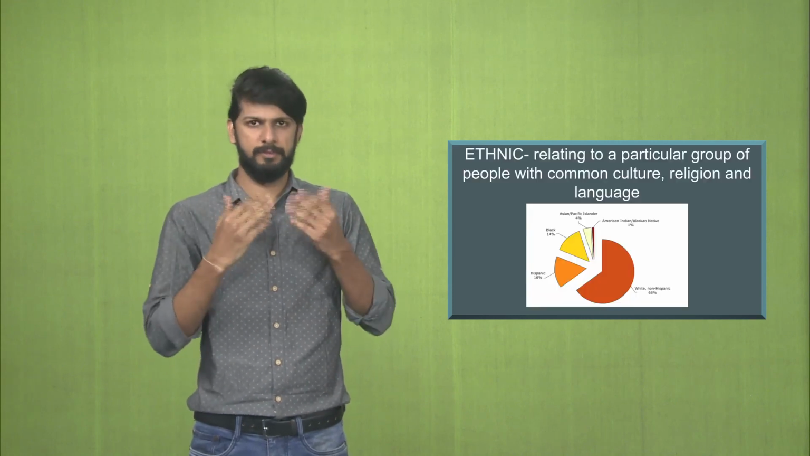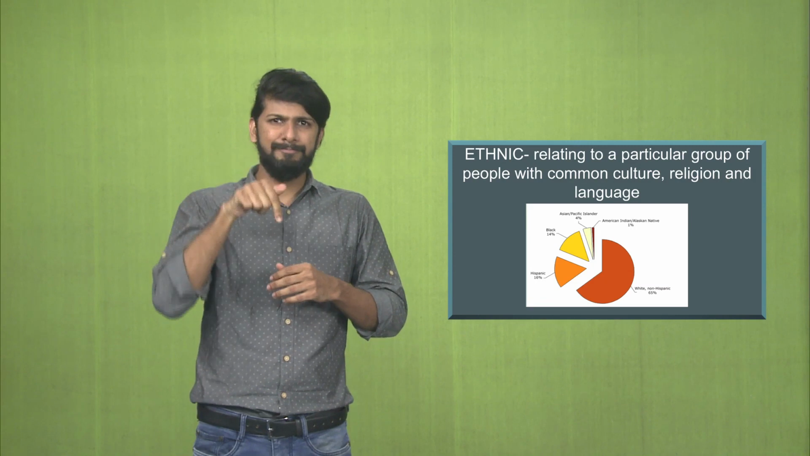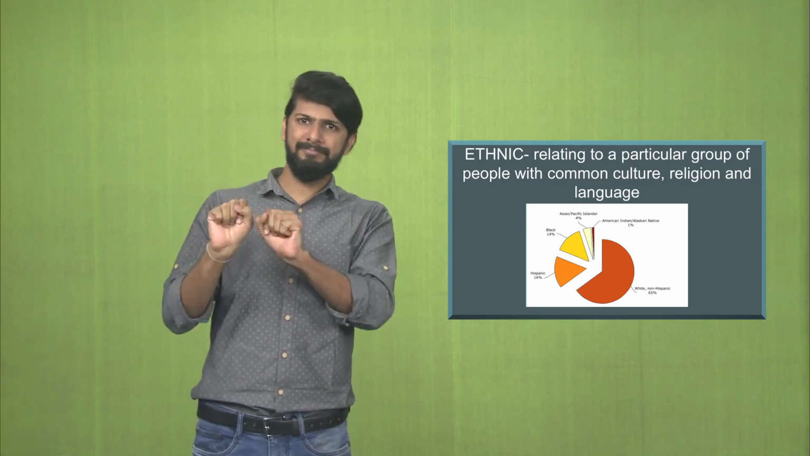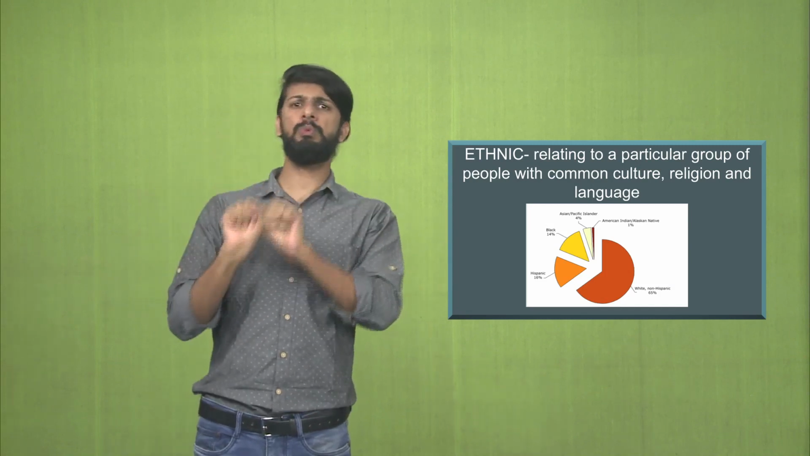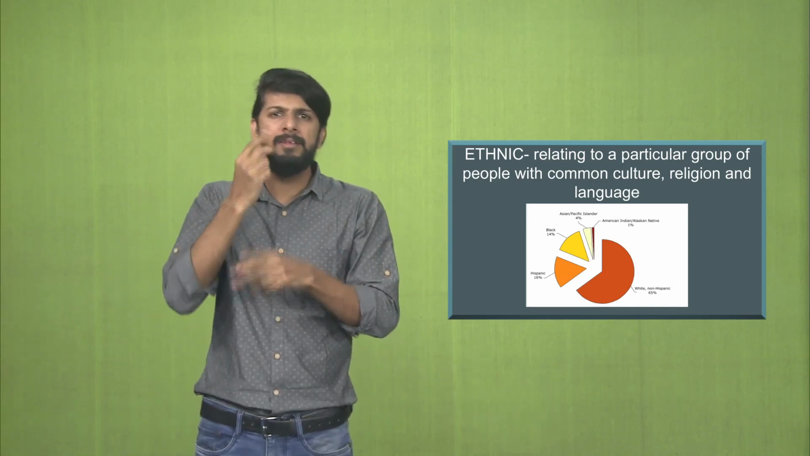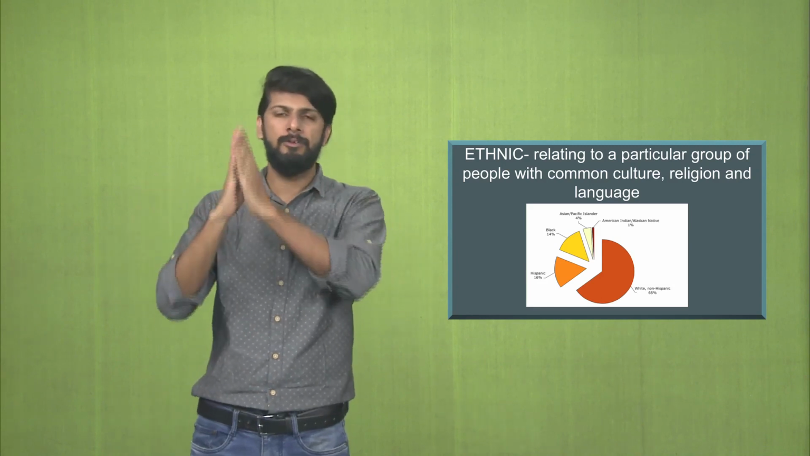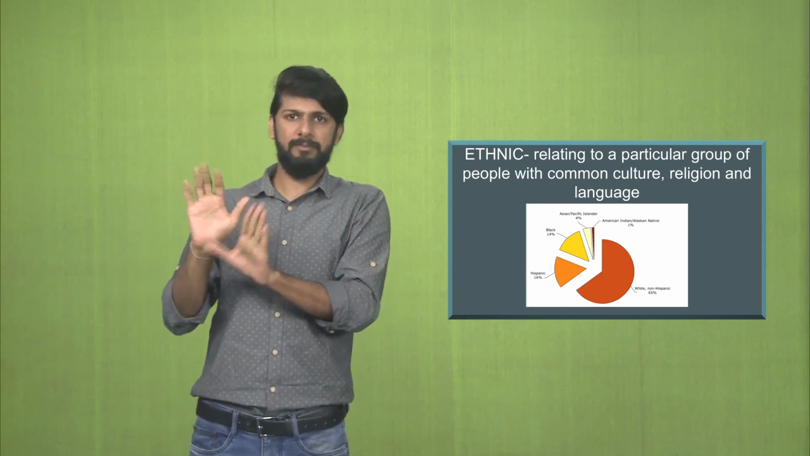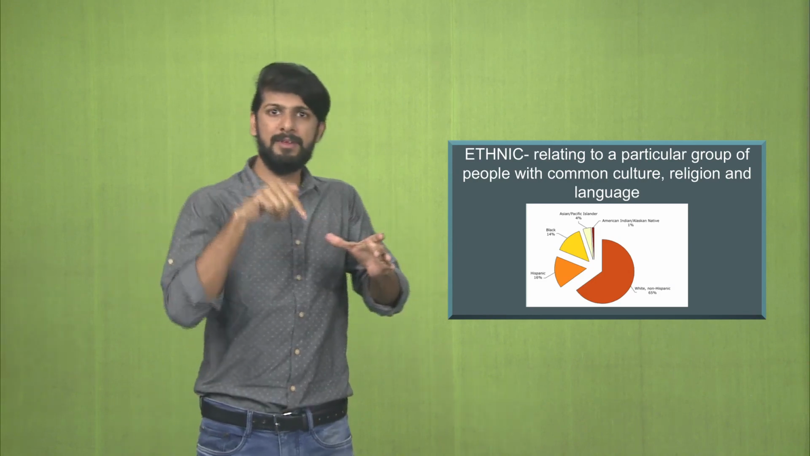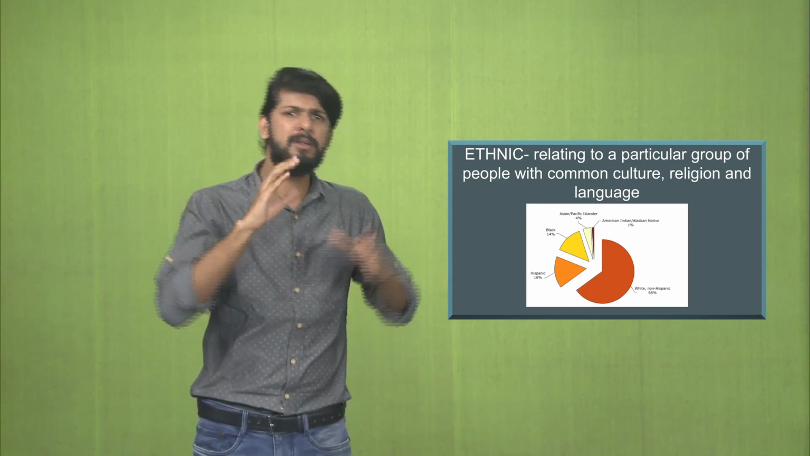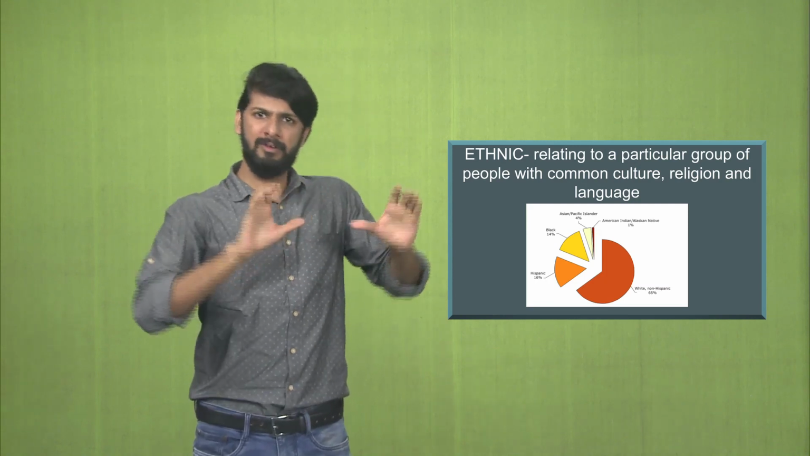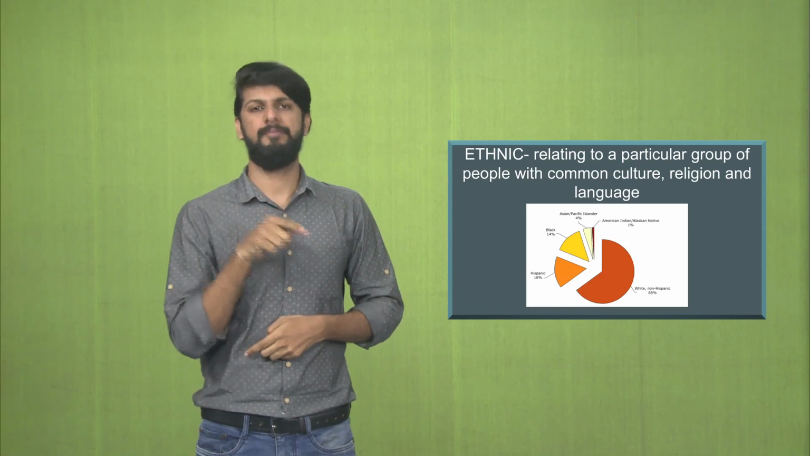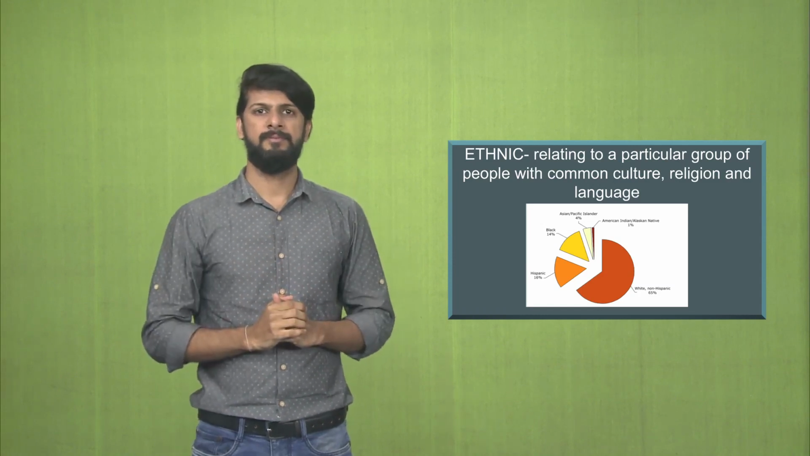Now we are going to do the word meanings. Ethnic is related to a particular group of people who have common culture, religion, and language. Ethnic groups are decided on the basis of the ethnicity, that is, their skin color. For example, the black community have their own culture, their own religion, their own language. So that is what defines ethnicity.